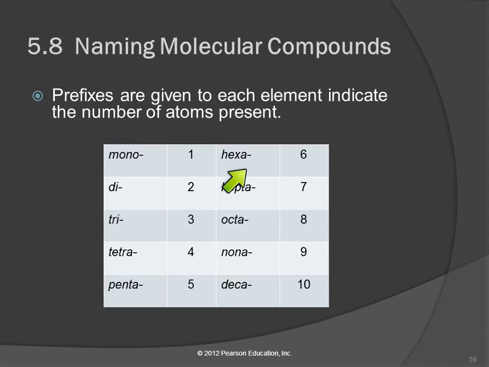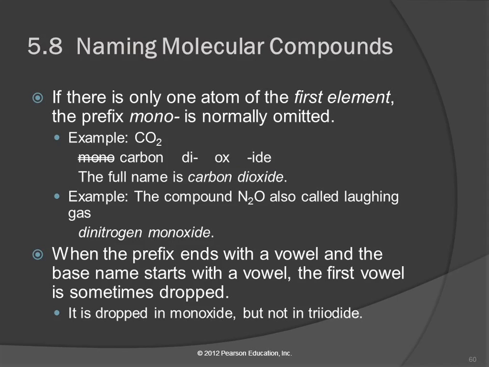Hexa is 6, like a hexagon. Both of those have X in their names. Hepta is weird. I could tell you a story, but I'm not going to. Octa is 8. Nona is 9, and deca is 10. So decade, deca, 10 years. Nona and 9 sound alike. So you need to know those prefixes. It's not usually too hard.